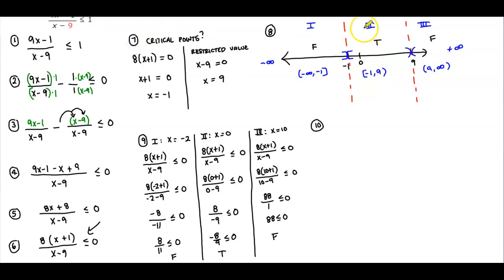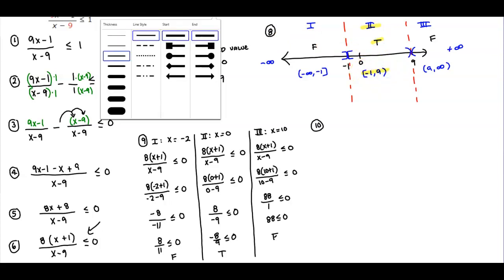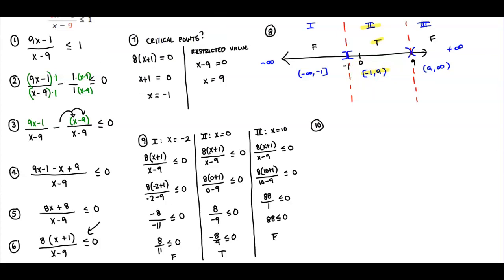So where do we see that it's true? Well, it's true in region 2, which is that interval there. So therefore, the answer is bracket negative 1, 9 parenthesis.